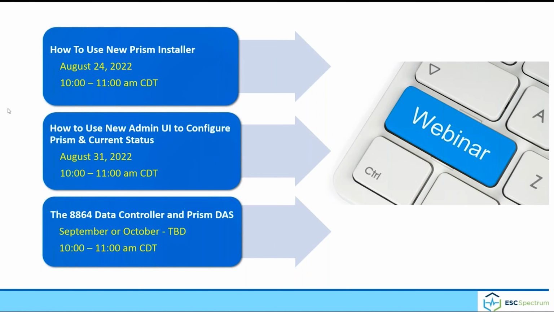The first one, apart from today, is how to use the new Prism installer to speed up a fresh install or an upgrade from an older system to a newer system. We are going to guide you through how to do that without touching any of the database. The second one is how to use the new admin UI to configure Prism and its current status.